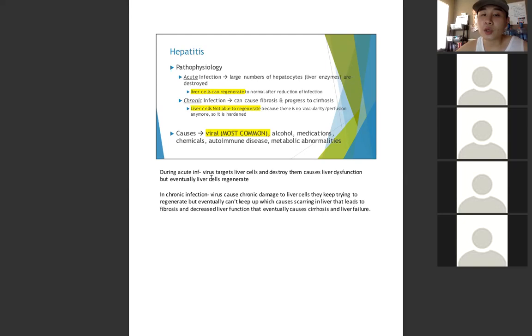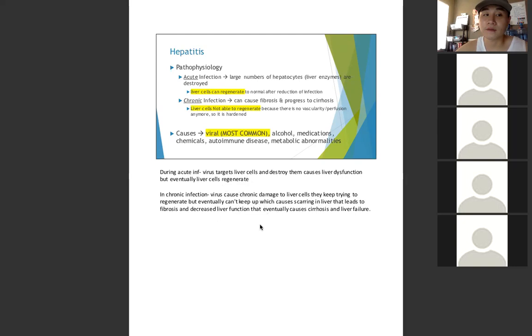So during acute infection, the virus targets the liver and destroys liver cells, causing liver dysfunction, but eventually the liver cells can regenerate. In chronic infection, the virus causes chronic damage to liver cells. They keep trying to regenerate but eventually can't keep up, which causes scarring in the liver that leads to fibrosis and decreased liver function, and eventually causes cirrhosis and liver failure.